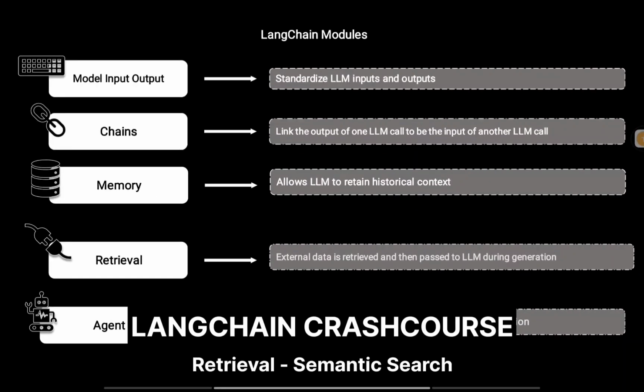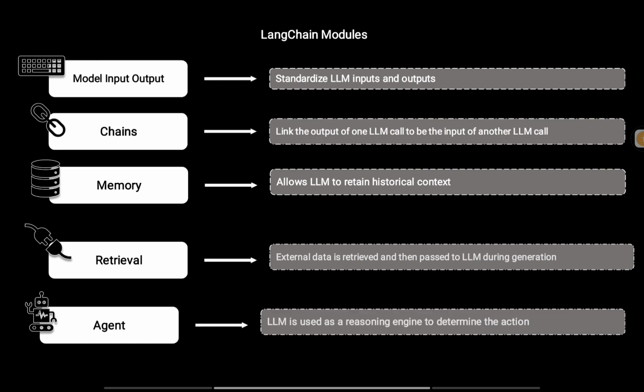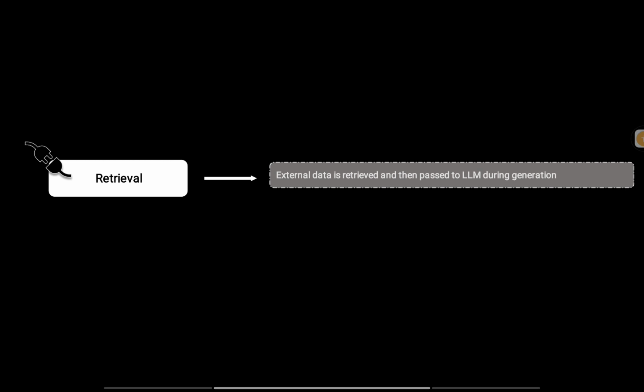So far we have talked about model input/output, chains, and memory in the last few videos in this LangChain crash course series. In this video, I want to take you through the concept of retrieval and how LangChain helps us plug in extra data on top of the LLM. I will also take you through the very basic concept of semantic search and how we can implement it in code.